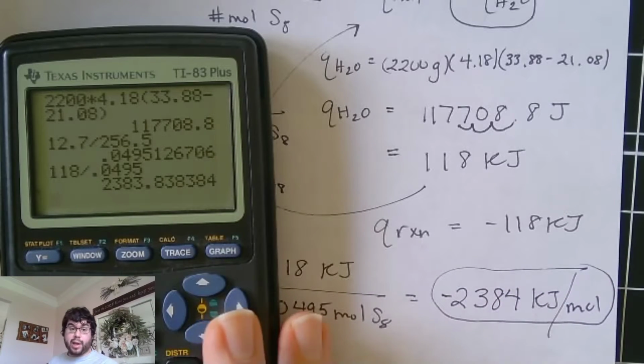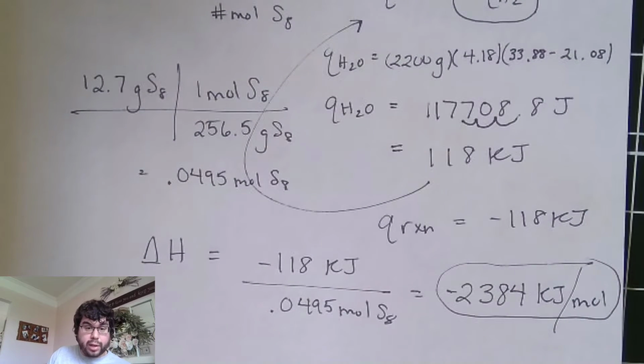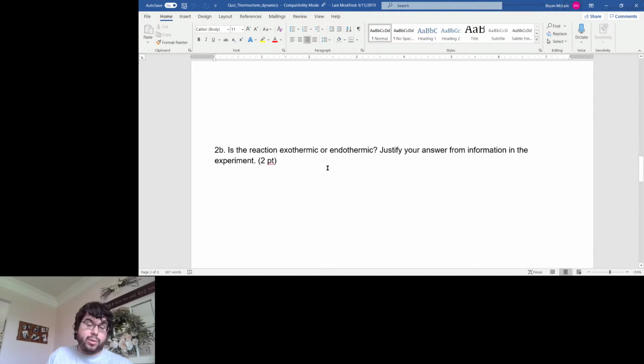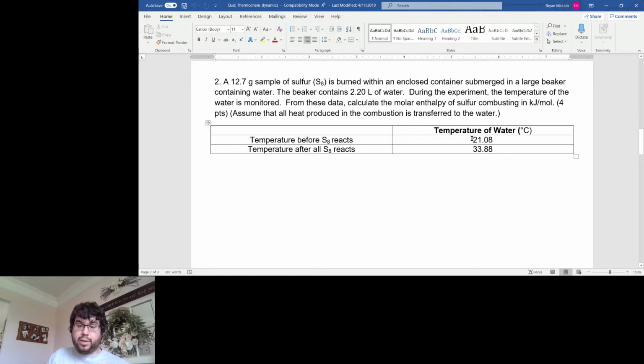And it's negative, because the reaction is exothermic. And actually, the next question, if we look at the problems, is: is the reaction exothermic or endothermic? Justify your answer. You can justify this because the temperature of the water increased, so that means that the heat from the reaction is released into the water. A lot of people did not answer this accurately. They said something kind of weird.